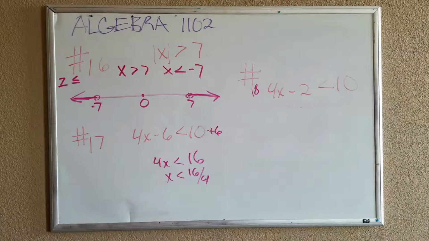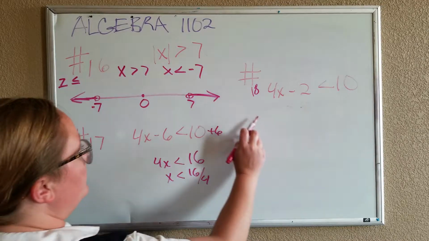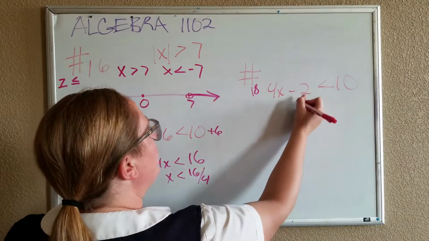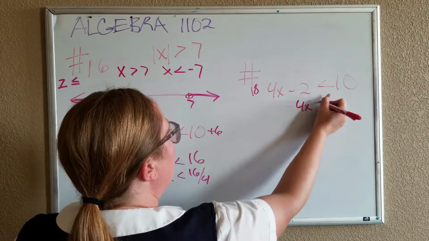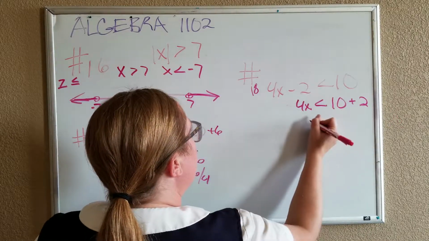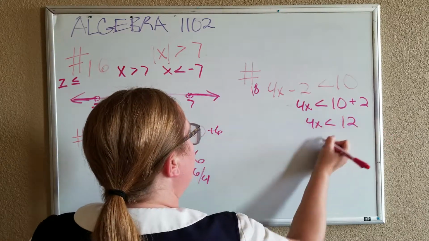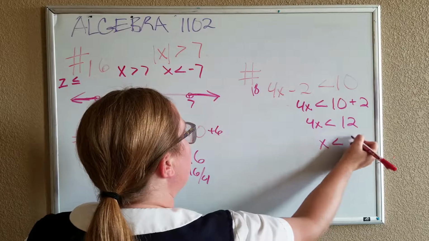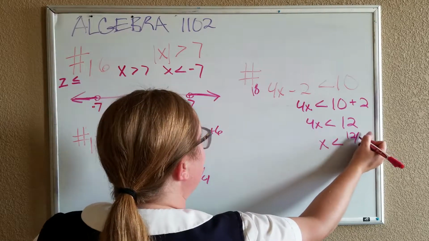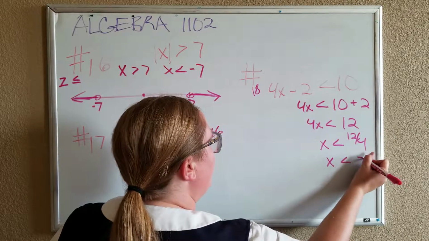And it says graph the solution. So draw the graph that best represents the solution set. So we're going to solve. There's no absolute value, so we're just solving, right? So 4x is going to be less than 10 plus 2. So 4x is less than 12. And then x is less than 12 divided by 4. X is less than 3.